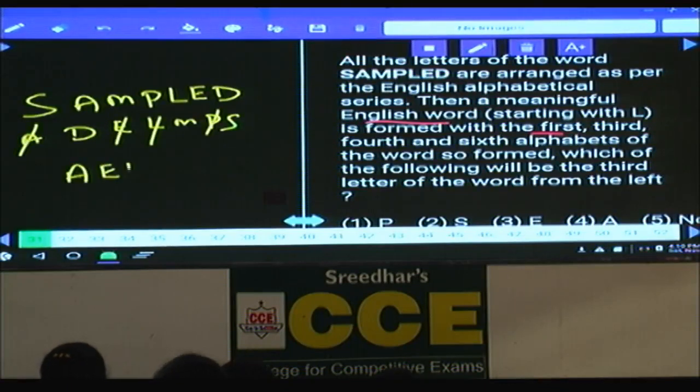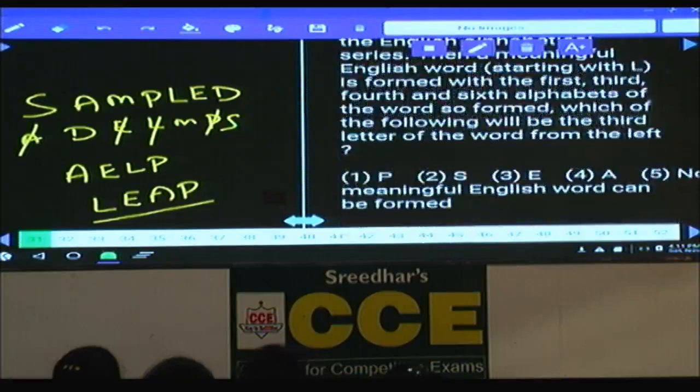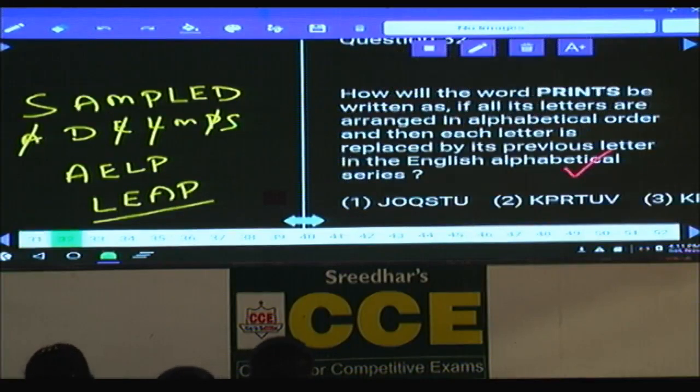A, E, L, P are the letters. Starting with L, what are the words that can be formed? L, E, A, P, leap is the word that can be formed. Then, which of the following will be the third letter from the left hand side? The third letter from the left hand side is A. It is choice 4.